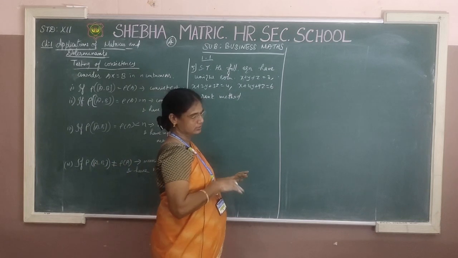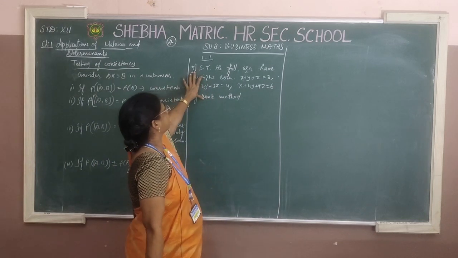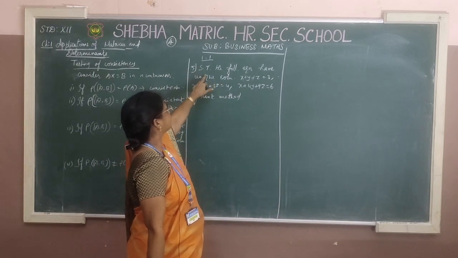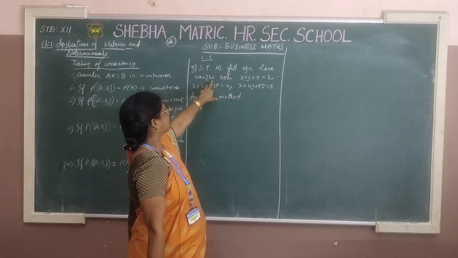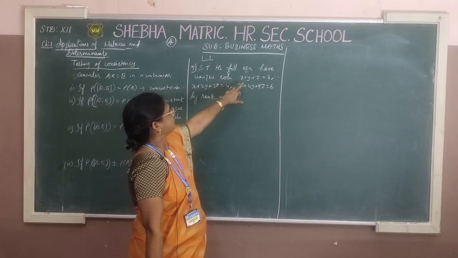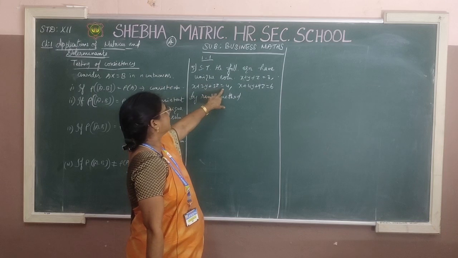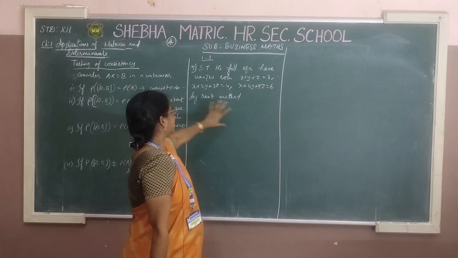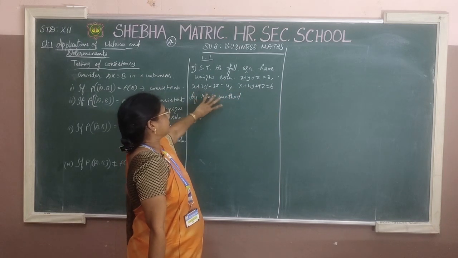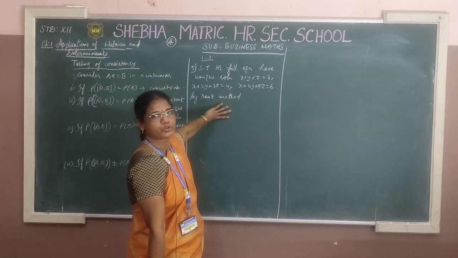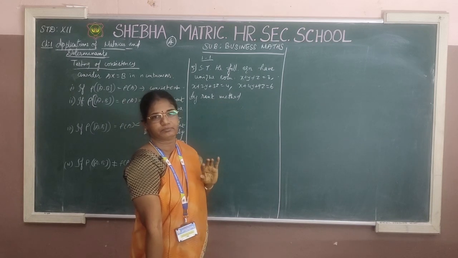Next we are going to see the fifth sum in 1.1. Listen, show that the following equations have a unique solution: x plus y plus z equal to 3, x plus 2y plus 3z equal to 4, x plus 4y plus 9z equal to 6, by the rank method. Rank method means we have to use the echelon form.